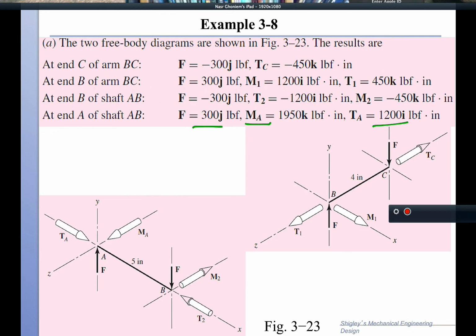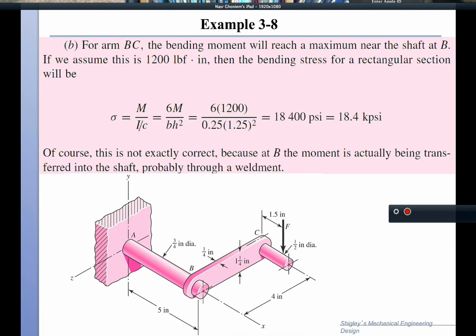So now we go to the next idea: the bending moment causes a bending stress in the arm. So we want to look at the bending moment, and it will have a maximum near the shaft at point B, which is right here, because if we have a bending moment like this going down, then the moment will be the largest at point B. And the moment is equal to the force times the distance of 4 inches here, which is 1200.